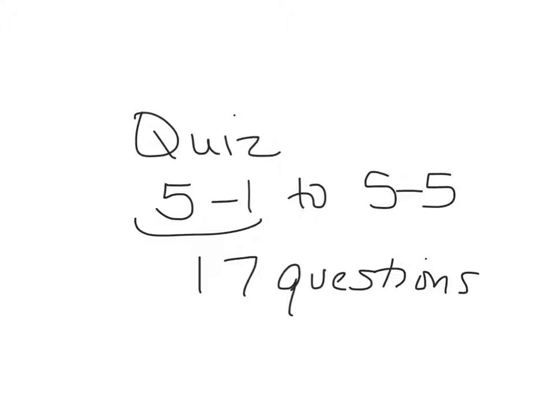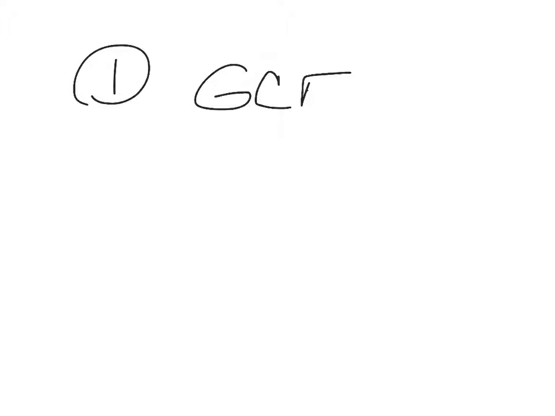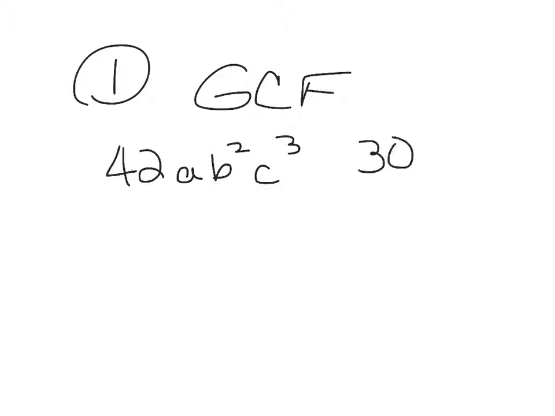So, for example, on the first question, it's going to say, find the GCF. And you're going to get a question that'll say something like 42AB squared C to the third, and then 30A to the third B squared C. And it's going to say, find the GCF of these two. So again, you're going to look at the number part, and you can either do the list method, or you can do the tree in order to find the greatest common factor.